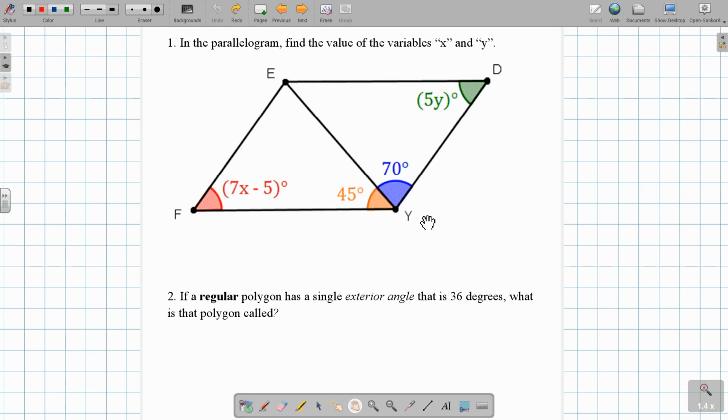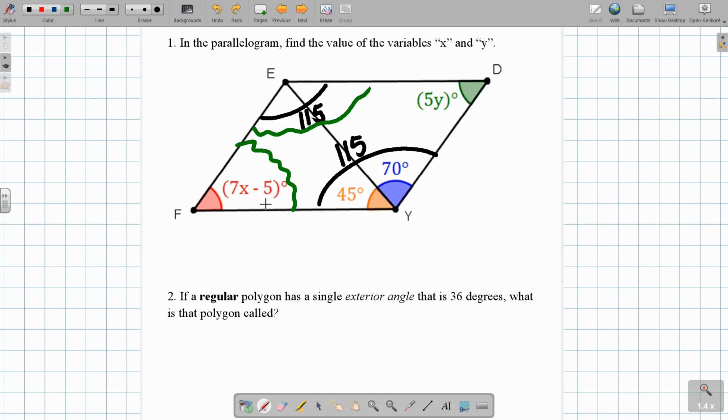Welcome back. Let's see how you did here. So first off, you should have recognized that opposite angles are congruent. So we find these two, and that's going to be 115. And then this is also 115. And then we know consecutive interior angles add up to 180, which would make this 65 and this 65.